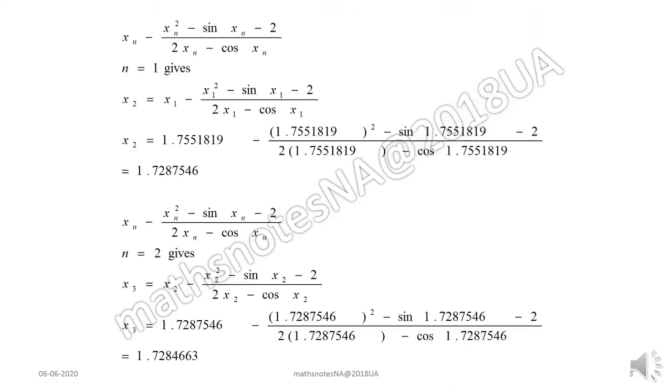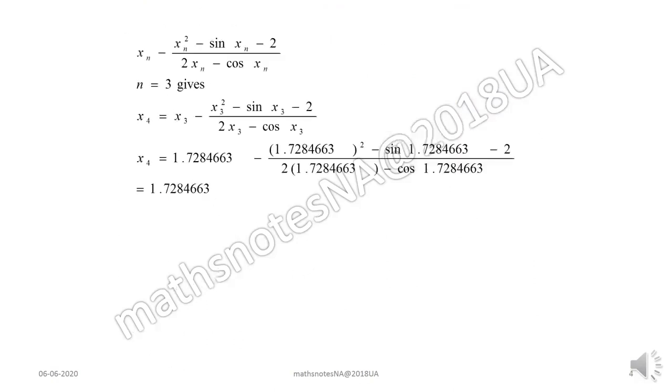So x2 is the same as x3, both of them are same up to 7 decimal places. Now we go to next example.